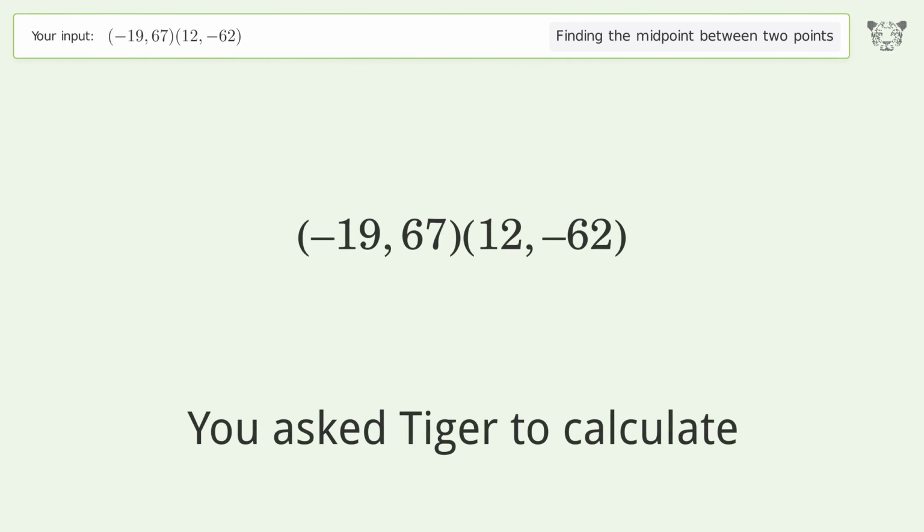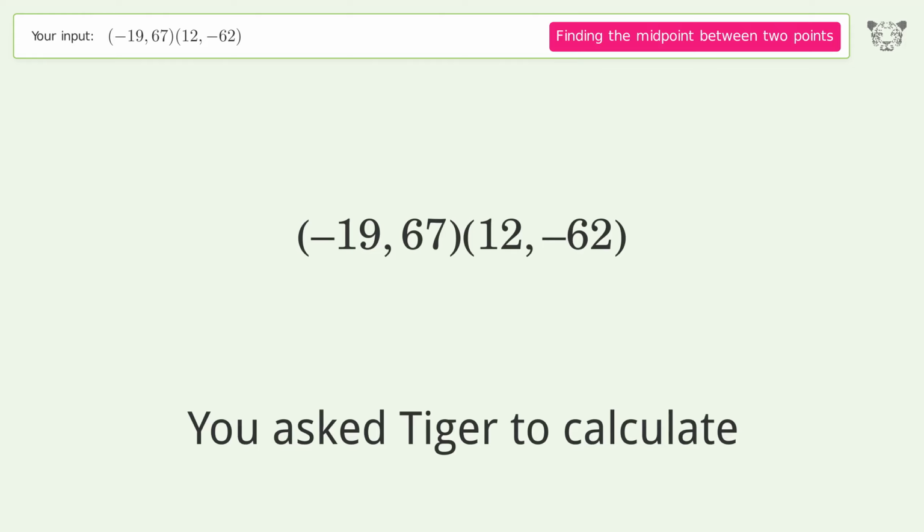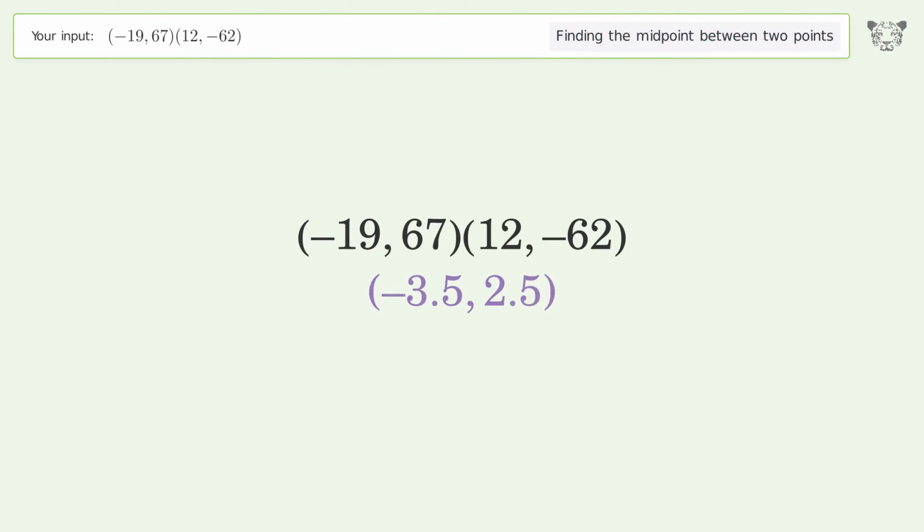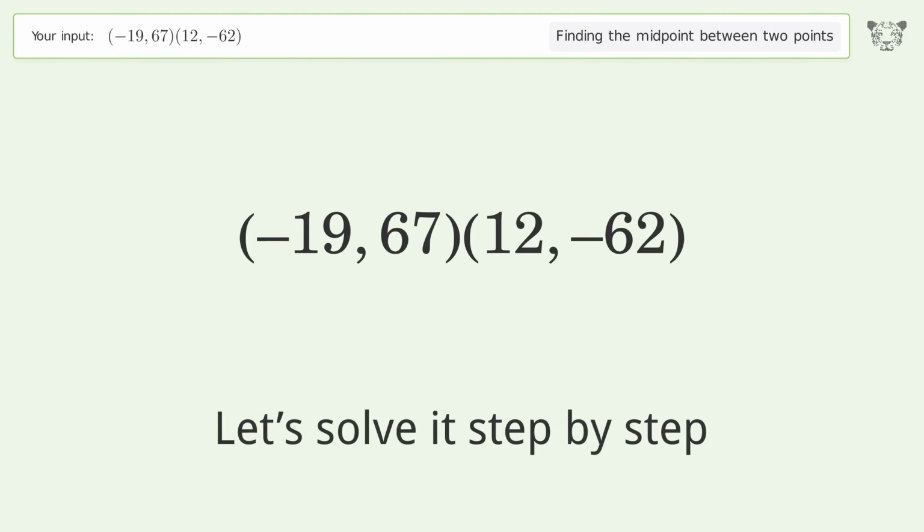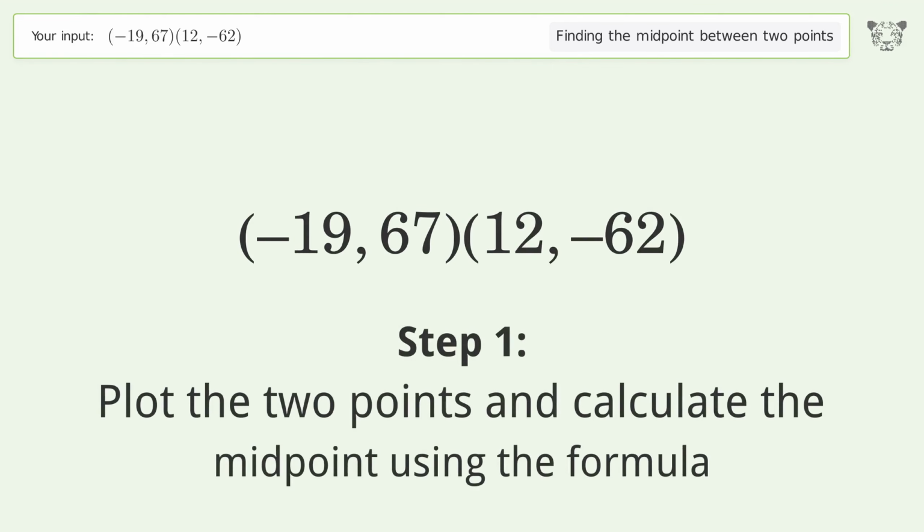You ask Tiger to calculate. This deals with finding the midpoint between 2 points. The midpoint between the 2 points is negative 3.5, 2.5. Let's solve it step by step. Plot the 2 points and calculate the midpoint using the formula.